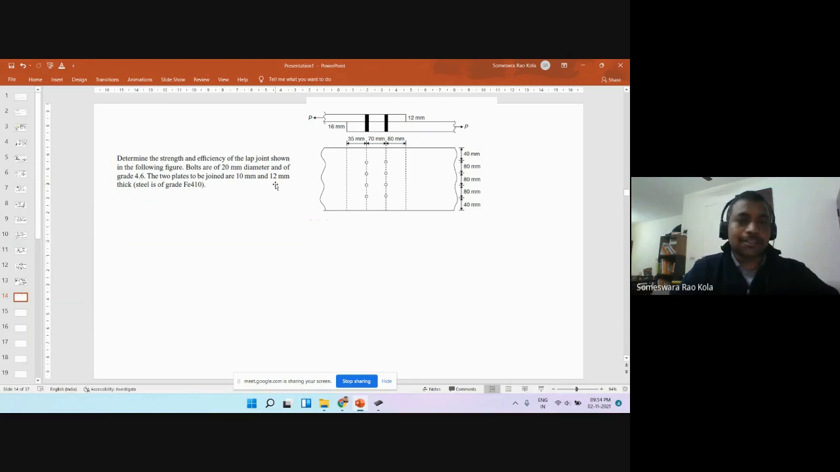Now, let's go step by step. We were given that the bolts being used are 20 mm nominal diameter, right? So what is the symbol that we have? d is equal to 20 mm. Now obviously, the diameter of the bolt hole shall be 20 plus 2, 22 mm. So it shall be 2 mm more than the bolt diameter.